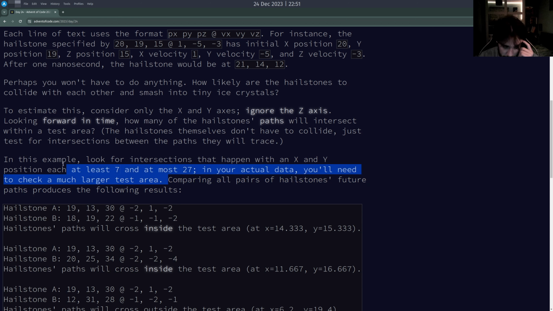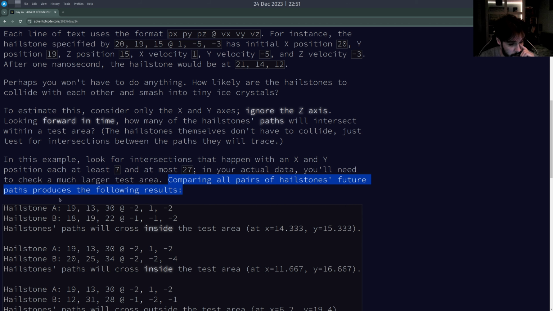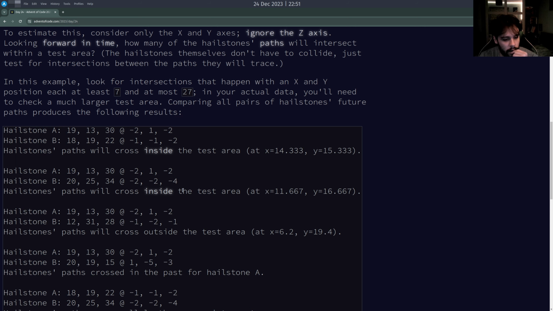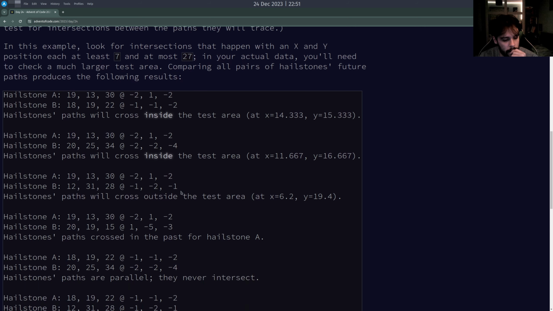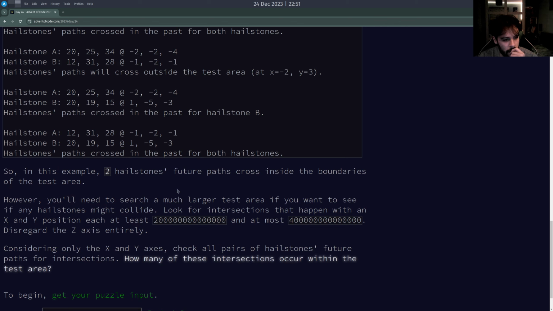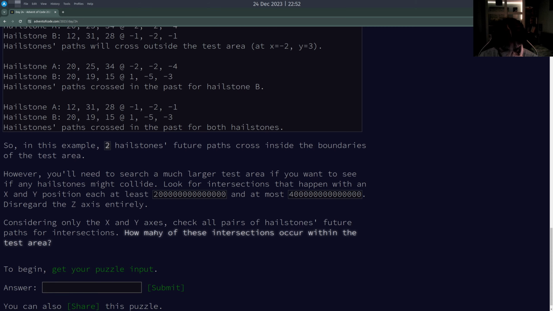Comparing all pairs of hailstones' future paths produces the following result. So in this example, 2 hailstones' future paths cross boundaries. However, you'll need to search a much larger area if you want to see if any hailstones collide. Look for intersections that happen within the x and y corners at least. Oh god, that's a lot of numbers.